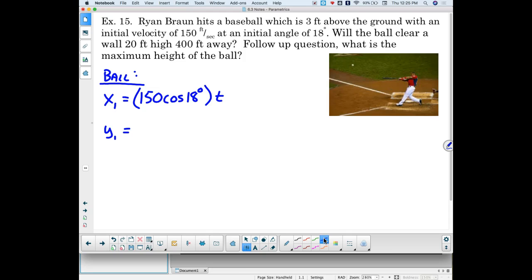What's the y equation going to be? Just wait, Mark, we'll get to those in a minute. Because we got the tool, so let's make them first. What's the y equation? How's it start, Paul? Negative 16t squared. Love it. Good. Times t. And then plus 3, because we're 3 feet off the ground.